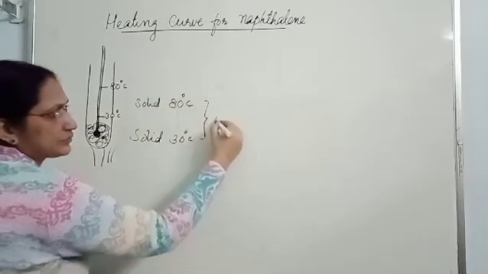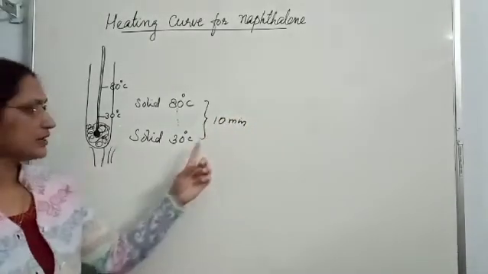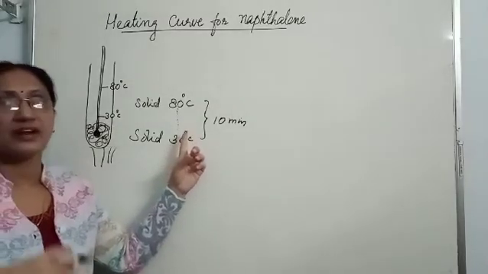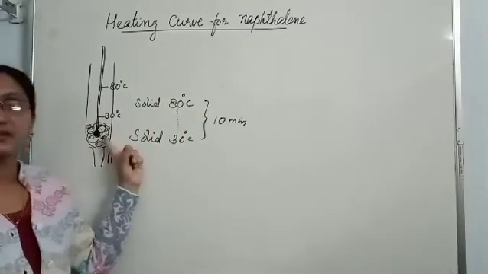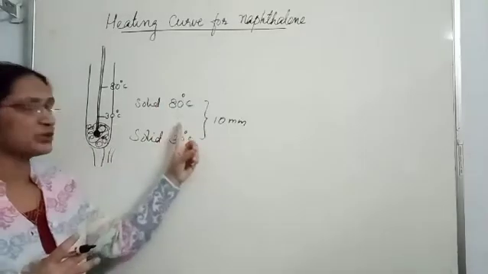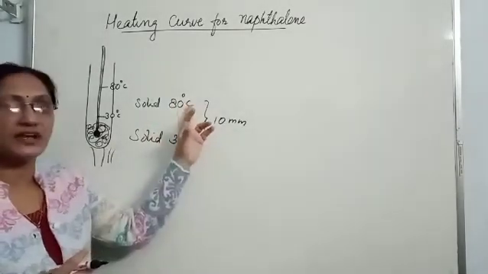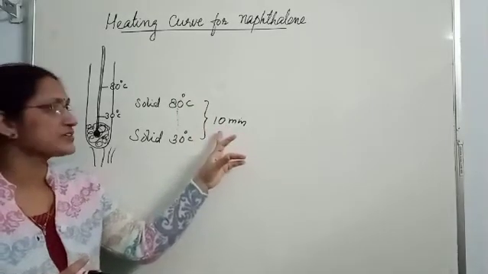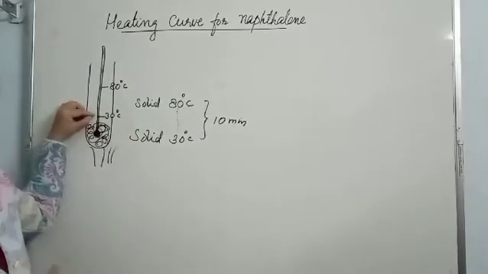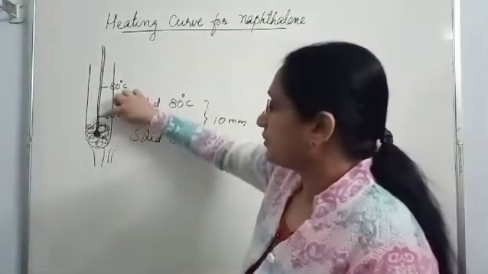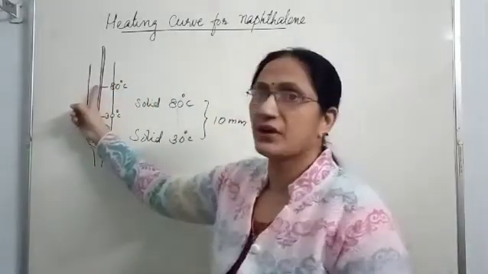Suppose the time taken for that is 10 minutes. So during this 10 minutes, the temperature of naphthalene goes on rising. The state is not changing. The naphthalene remains in the solid state, but the temperature goes on rising. So for temperature change, heat is utilized for this 10 minutes. Here we noticed the reading on the thermometer was slowly rising from 30 until it reached up to 80.